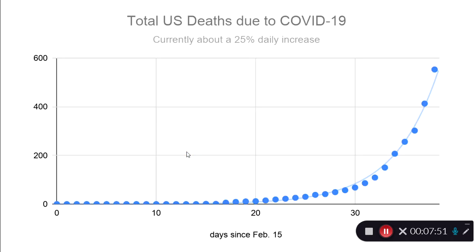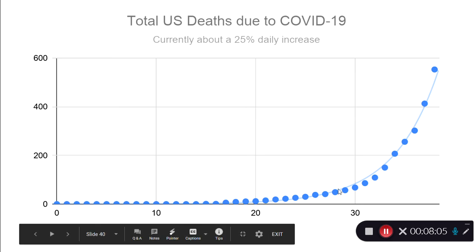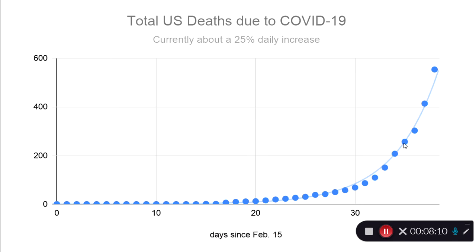So here's a graph, and I'll show you the website we got it from in just a minute. This is total US deaths due to COVID-19. And I've done an exponential regression. So this blue curve here is the graph of an exponential fit to the data. It's not a perfect fit, of course, but it is a darn good one. This is the sort of stuff you get in a classroom, except this is not classroom data. This is data from the United States, deaths from COVID-19, the disease caused by the novel coronavirus.